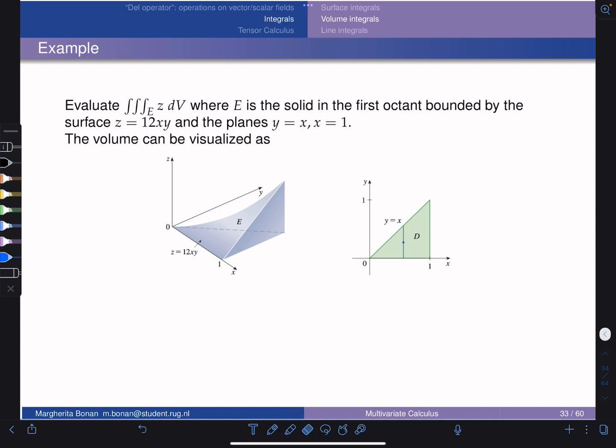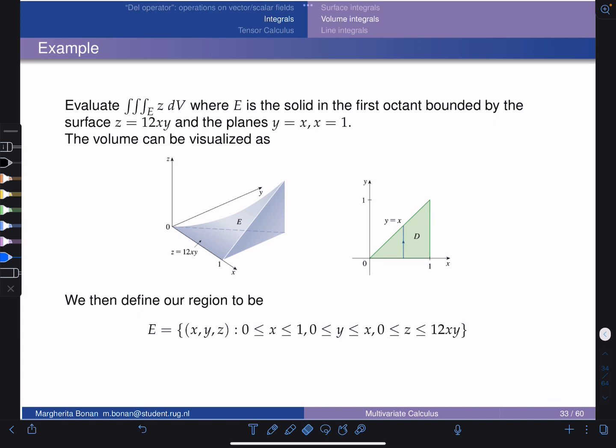We can define this region to be the points in space such that x varies between 0 and 1, as we see. Then y varies between 0 and x. So we see y varies towards 0 here, and the line y equal to x. And z varies between 0 and 12xy. So z varies towards 0 and this surface.